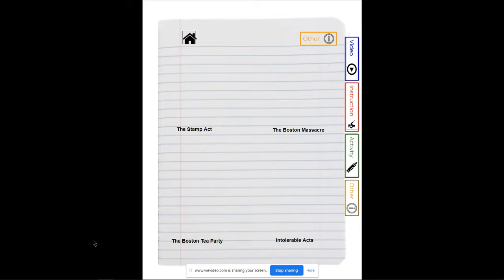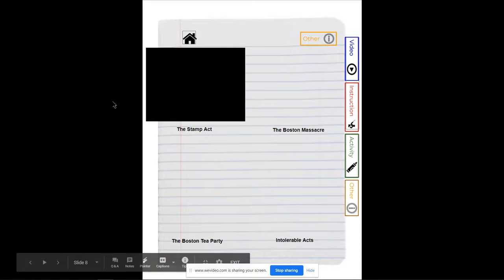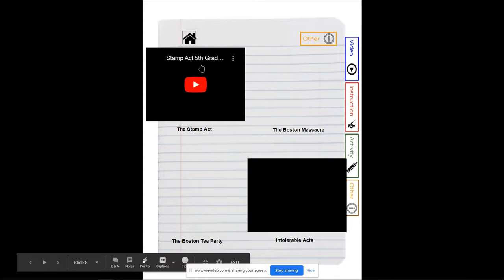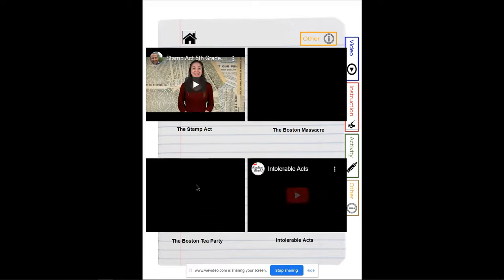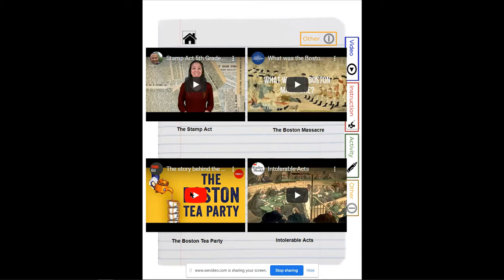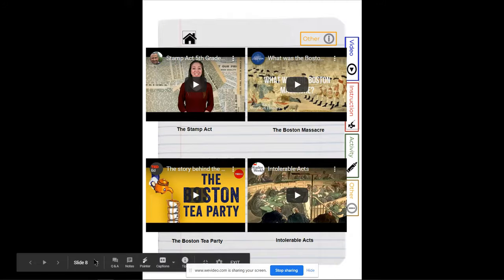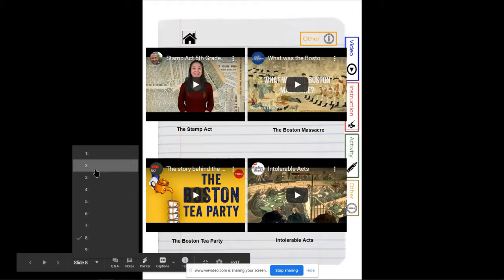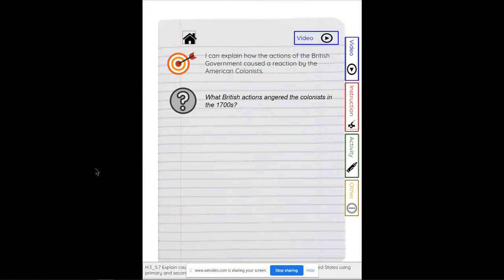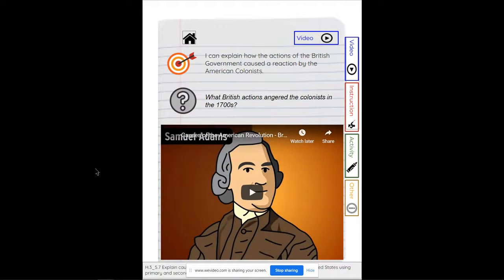Continuing on with those extensions and challenge activities on our other page, if you want to learn more about the Stamp Act, the Boston Massacre, the Intolerable Acts, or the Boston Tea Party, we have some additional videos here that help to support that learning, that knowledge, and that quest to explore more. Because again, when you're done, your goal is that you can explain how the actions of the British government caused a reaction by the American colonists.